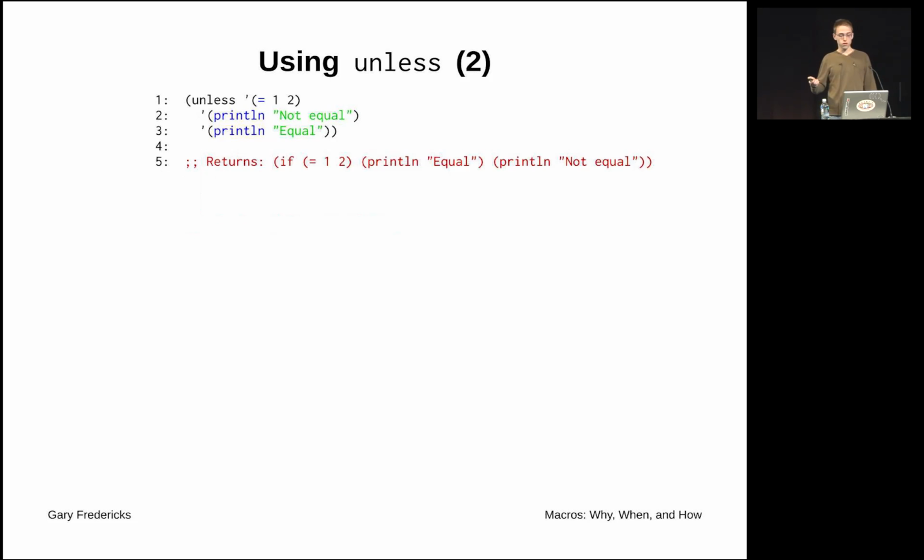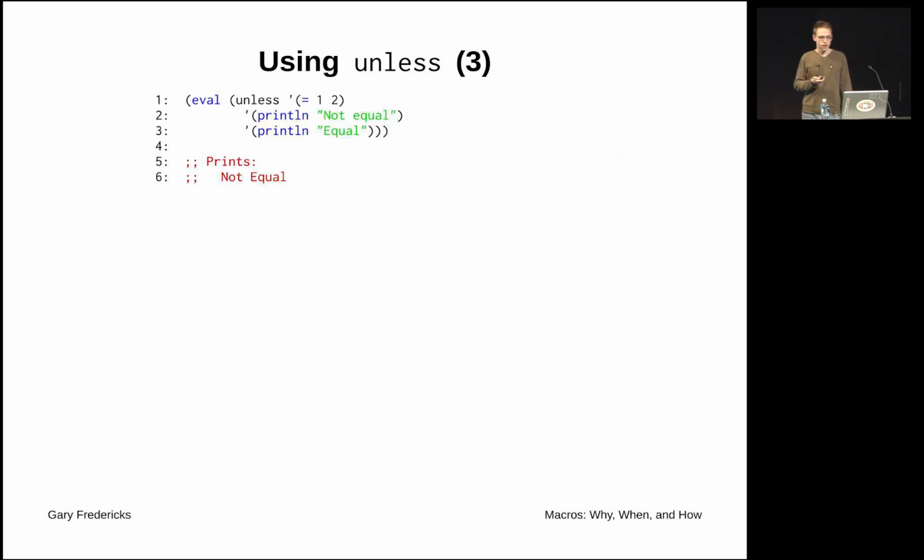So if we do that, we will get returned the expression that we want in this case, which is the if like the unless, but with the clauses reversed. But we haven't had any side effects because we haven't run this, so we can run it by passing it to eval. And then we get the behavior we want. So it works, but it's terrible and you wouldn't want to use this.